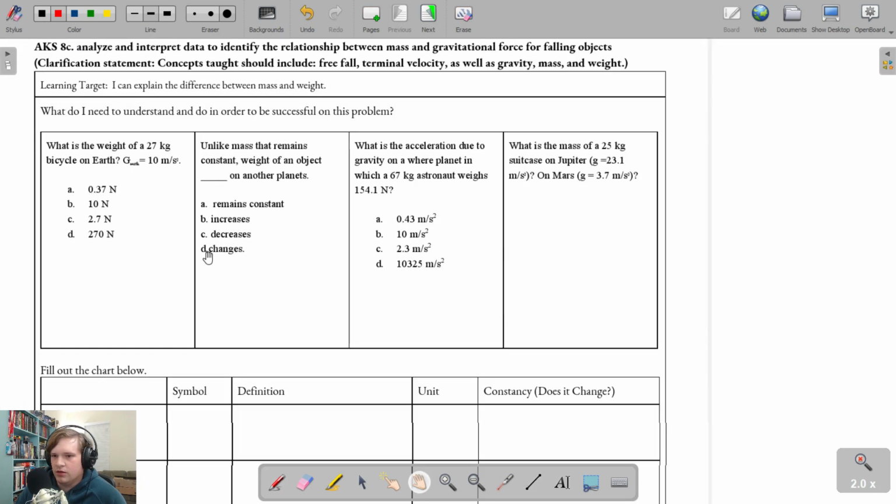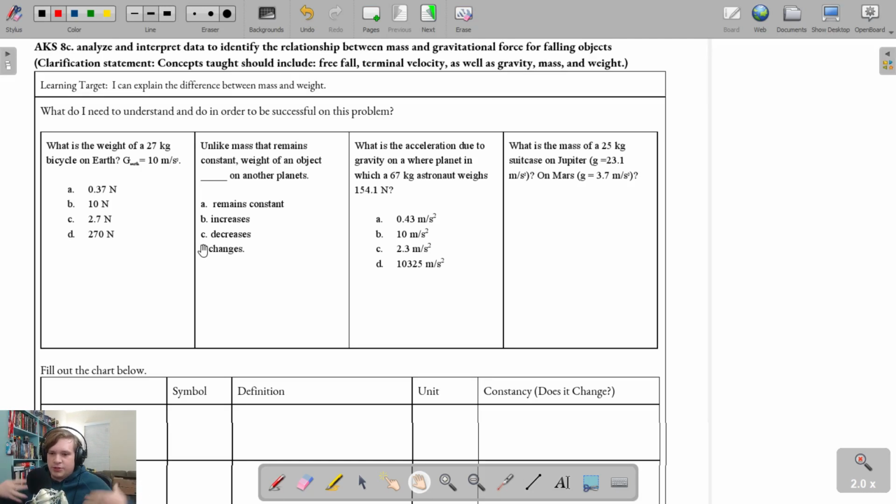Okay. So, first learning target. I can explain the difference between mass and weight. This is very simple. Do you know what mass is? Do you know what weight is? We've done this plenty of times. You think that these words are interchangeable. Most people do use them interchangeably, but they are not interchangeable. They mean two completely different things.